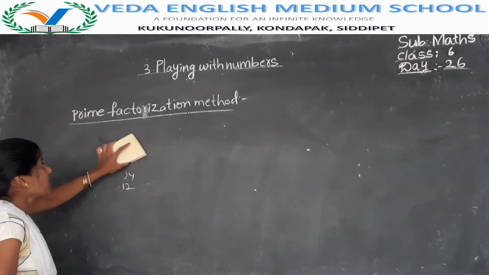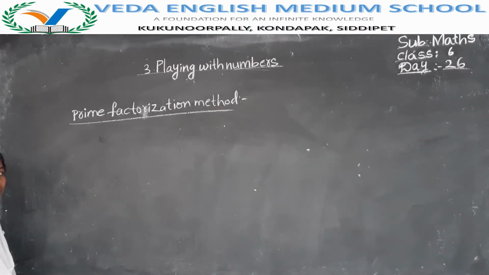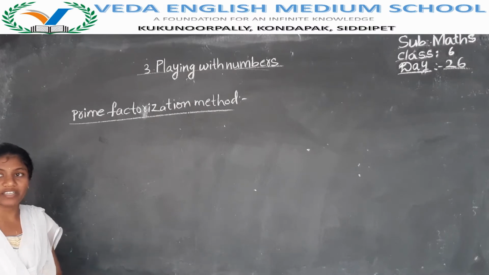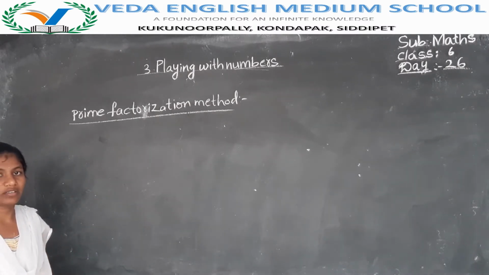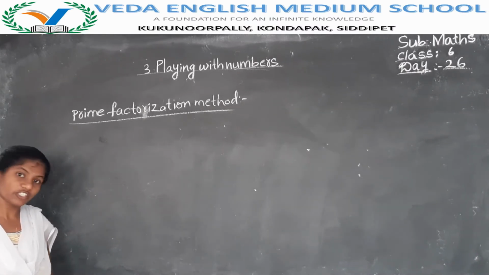Then here I have written prime factorization. Prime factorization means the process of finding the factors only with prime numbers is called the prime factorization method. Now we have learned about prime numbers. What are the prime numbers? First of all, what is the definition of prime numbers?